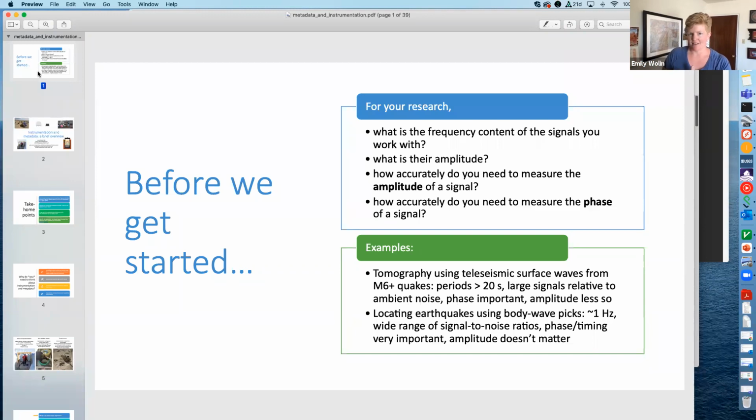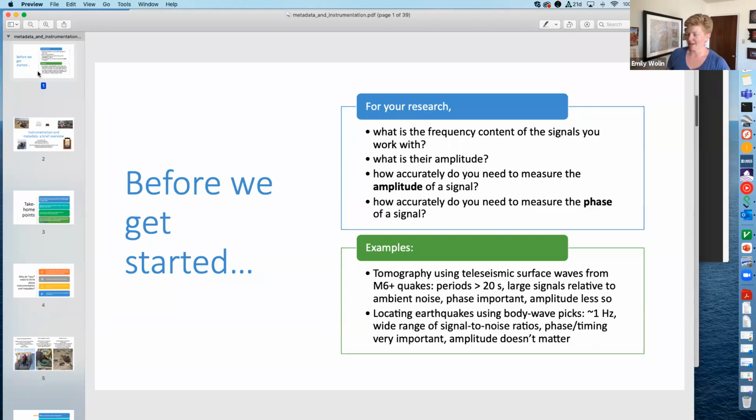In the Slack chat this morning, about an hour ago, if you saw it, I asked you to think about your research, to get you in a mindset where this lecture is going to be helpful for you. Just think quickly: what's the frequency content of the signals you work with? What's their amplitude? How accurately for your results do you need to measure the amplitude of a signal? And how accurately do you need to measure or know the phase of a signal?